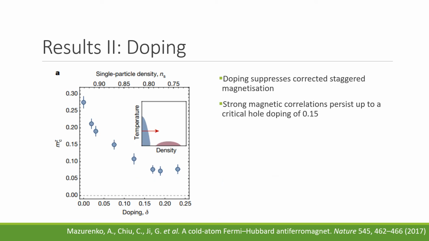Up to doping of about 15%, the corrected staggered magnetization, which is shown on this plot here, decreases until it settles at an approximately constant small value after dopings of 15%. This value just comes from the short-range correlations, which still exist even at very high doping levels. And for the system in question, strong magnetic correlations persist up to a critical hole doping of about 15%.